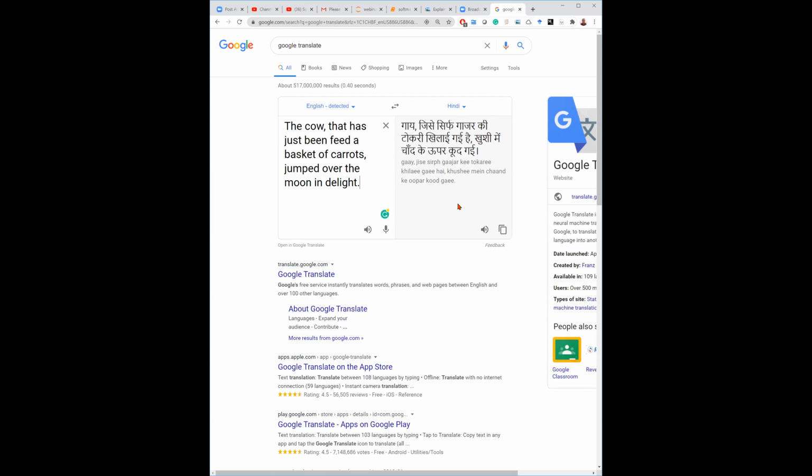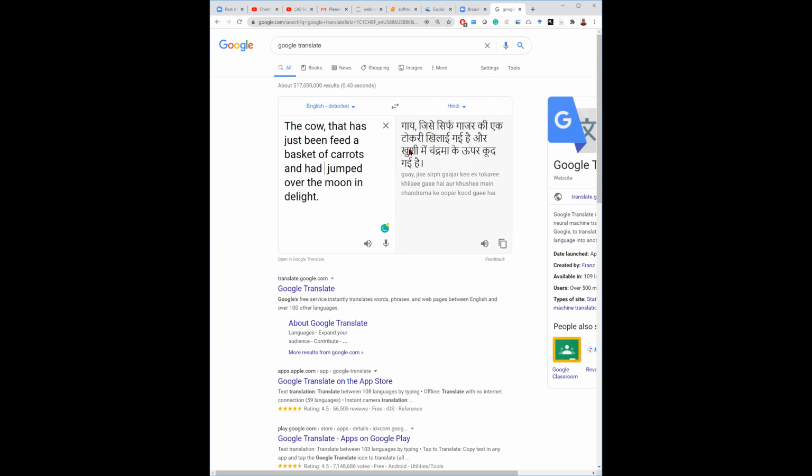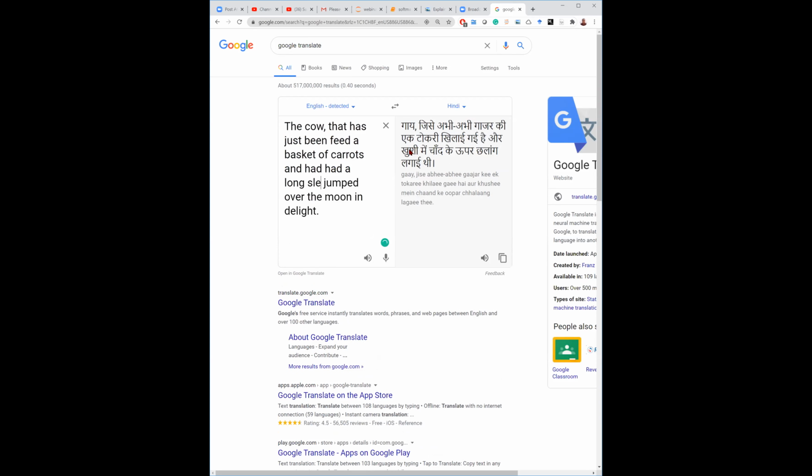So that's the nuance. How do you carry the meaning or hold on to the context when your sentence is really long? And you can do that. You can try to confuse it even more. That had been fed a basket of carrots. And you can see, those of you who know Hindi, that this looks like a pretty good translation.